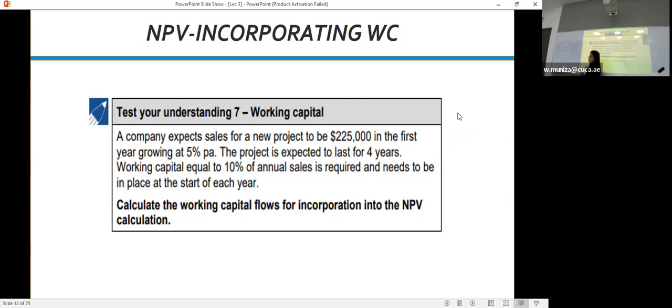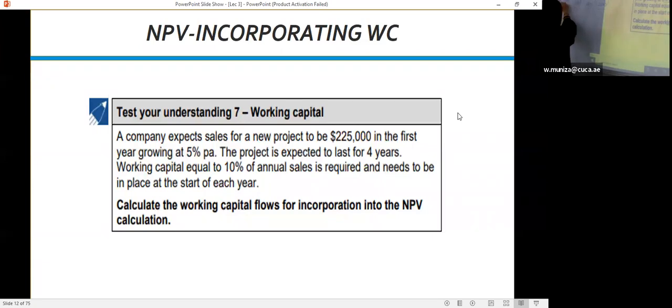This is how the working capital is going to work. This is the calculation which we need to do. And this is going to be the working capital calculation to be included. This is the working capital to be injected. Got it?